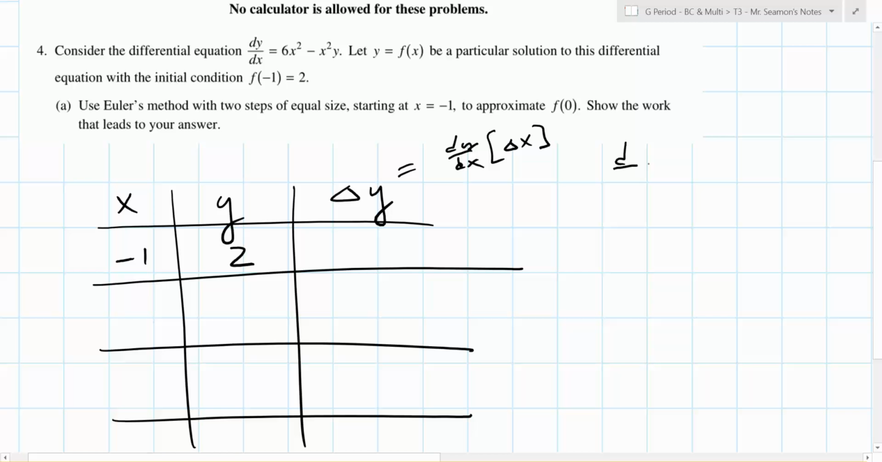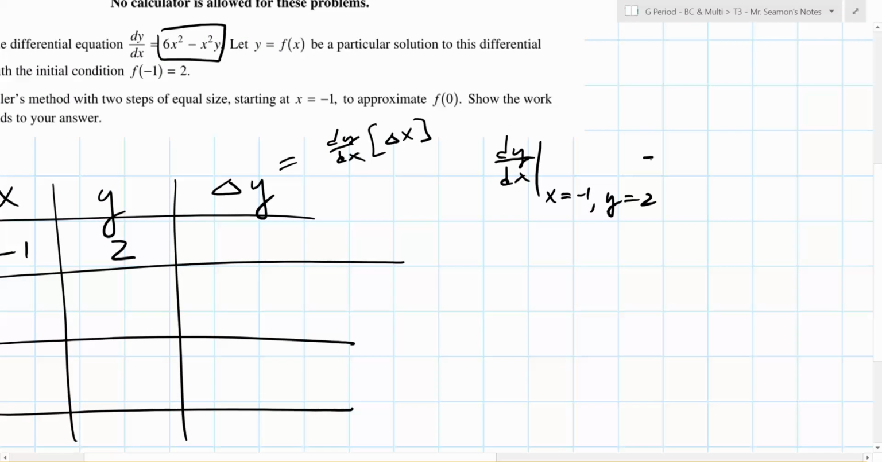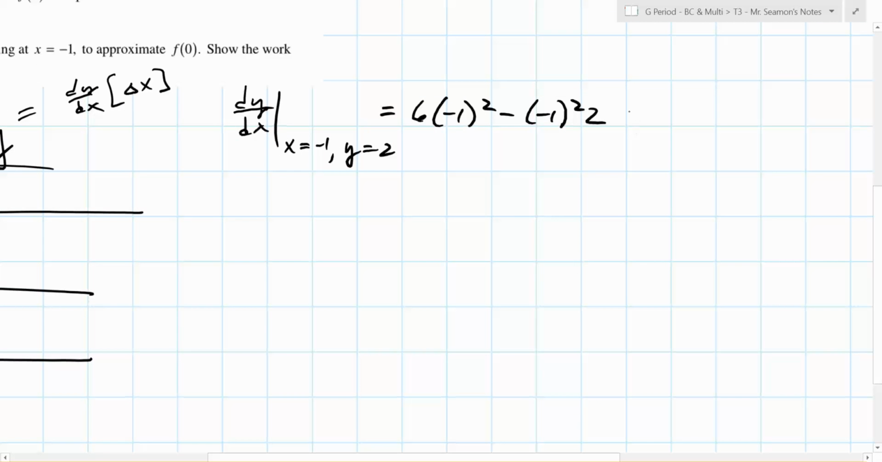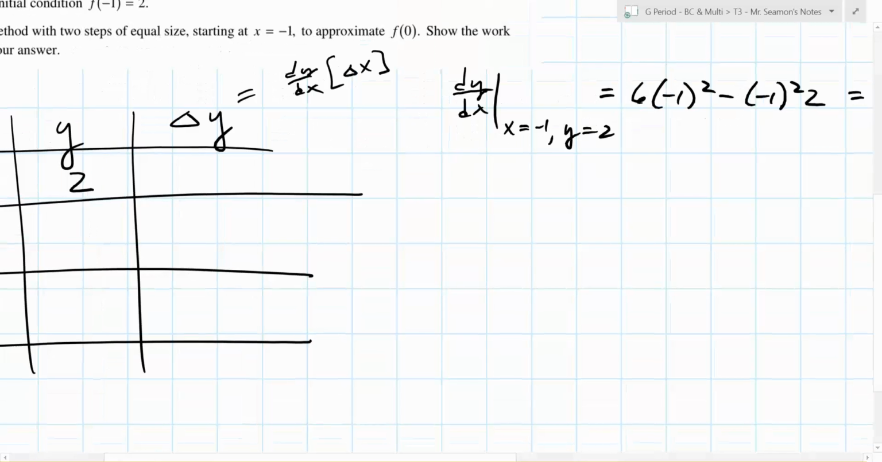You need dy/dx when x is what? Negative 1 and y is 2. And you're plugging it into the equation up there, right? Yeah. So what do you end up with when you do that? 6 times negative 1 squared minus negative 1 squared times 2, right? So what do you get? 6 minus 2 is 4. So this is going to be 4 times.